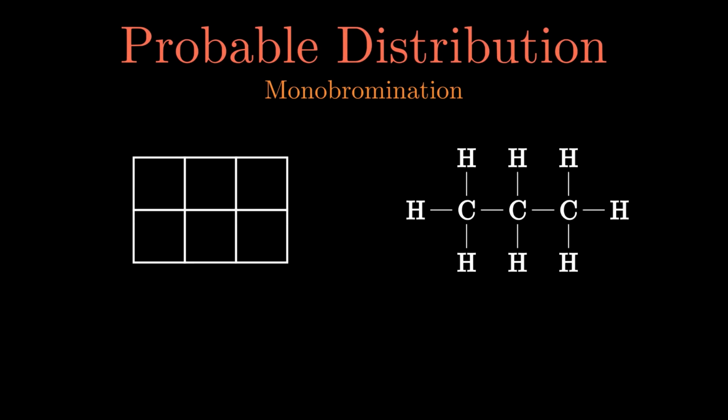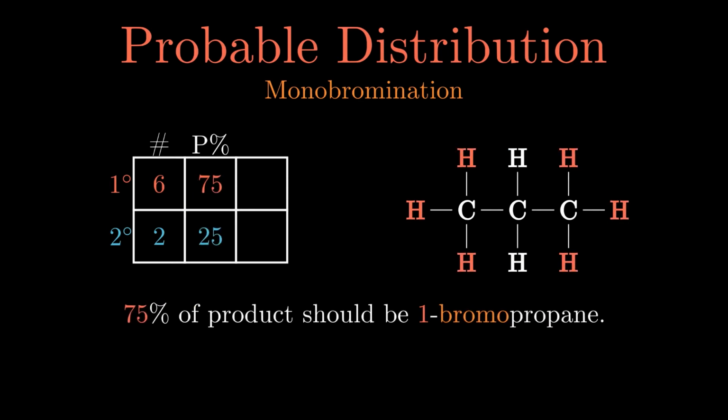Okay, so now that we have seen the behavior of chlorine, what about bromine? Since this is still a molecule of propane, the number of primary and secondary hydrogens is unchanged. The results you would expect if monobromination was down to chance is still 75% in favor of the primary product 1-bromopropane, and the remaining 25% will be the secondary 2-bromopropane.